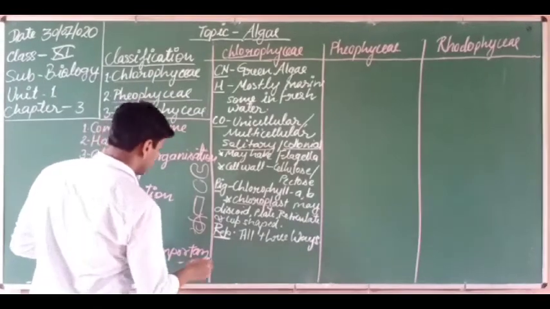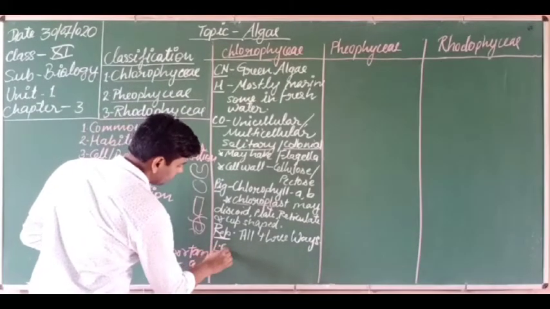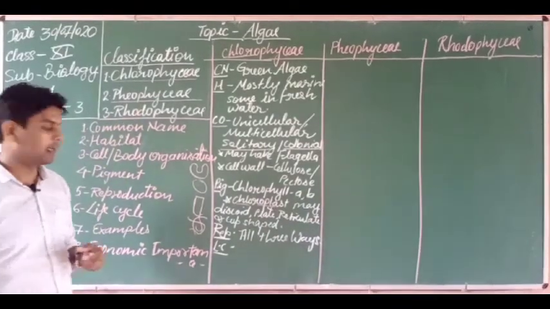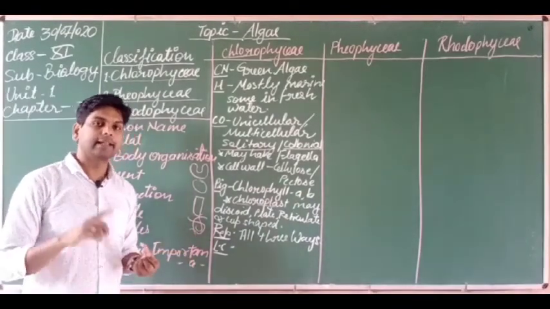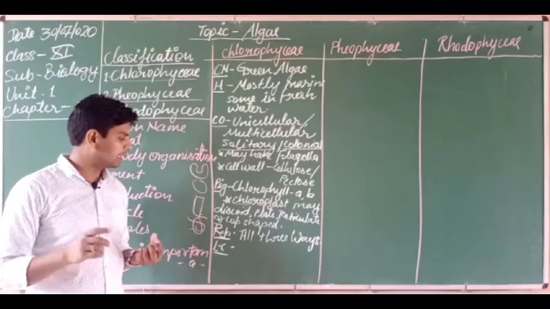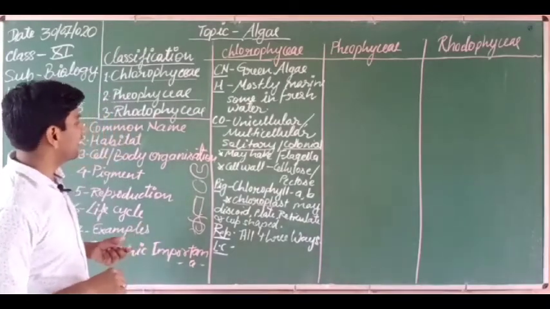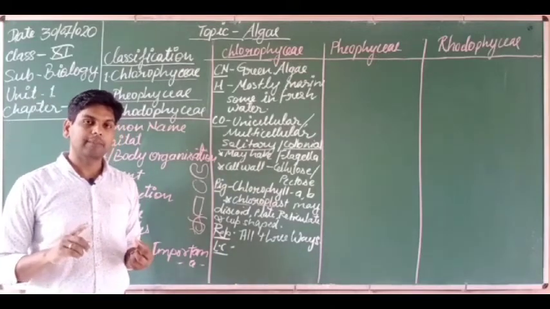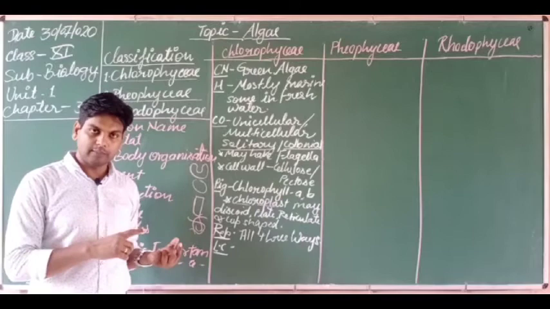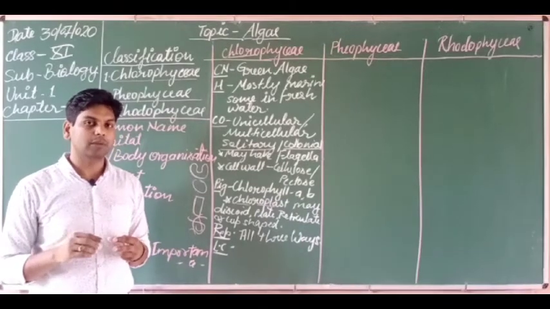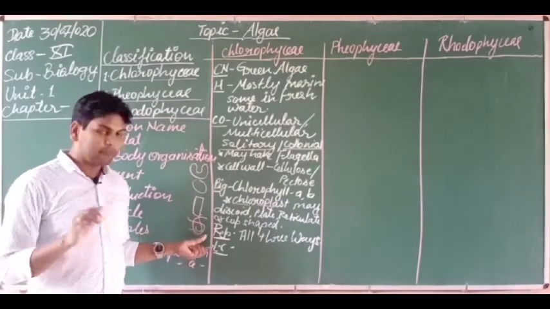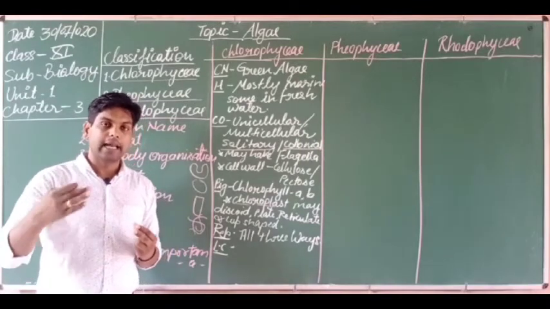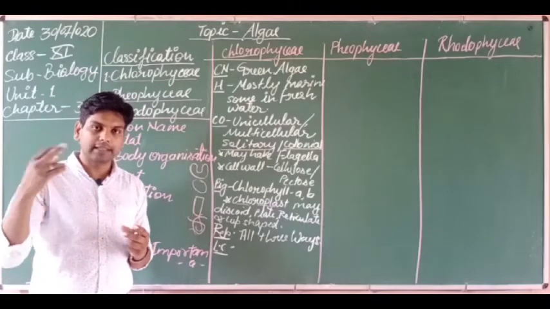Next one is the life cycle. So which type of life cycle is present in Chlorophyceae members? Life cycle: haplontic, diplontic, diplohaplontic. What does it mean? Haplontic means when the plant body produces gametes. The plant body is the haploid body. Haploid means single set of chromosomes. You should know that the plant body is haploid in nature, and it produces haploid gametes. Haploid gametes fuse to form the diploid zygote.